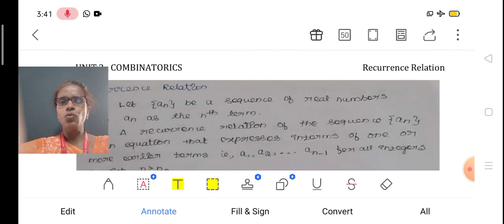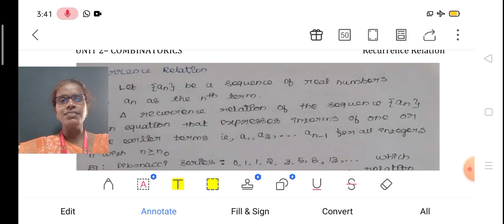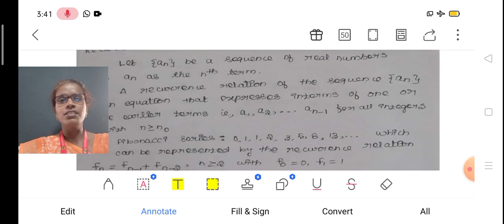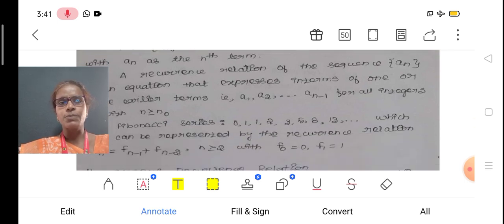So first we should know what is meant by a recurrence relation. We can write a_n as the nth term of a sequence of real numbers, and the recurrence relation of the sequence is an equation that expresses a_n in terms of one or more earlier terms. Based on the earlier terms, we define the new terms, which is called a recurrence relation.